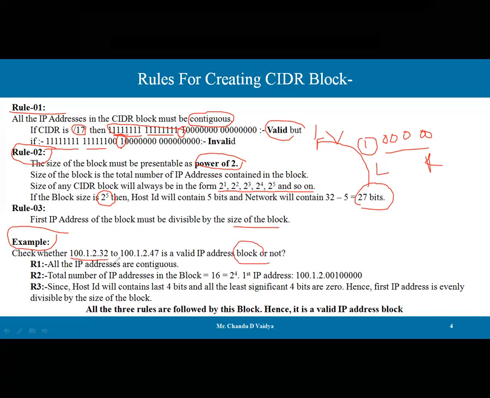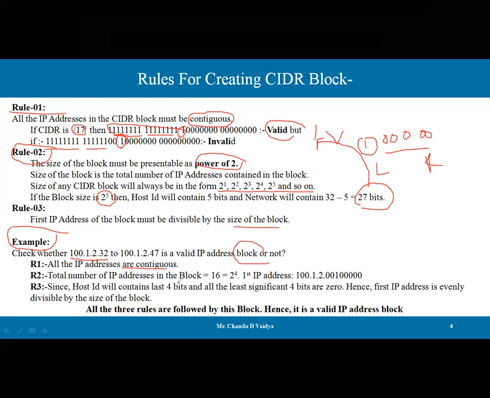So we have to check whether this given IP address range is valid or not. Then apply the rules. All the addresses are contiguous. Yes, obviously all the addresses are contiguous, that is 31, 33, 34, 34 to 47. Okay. Then apply rule number 2.